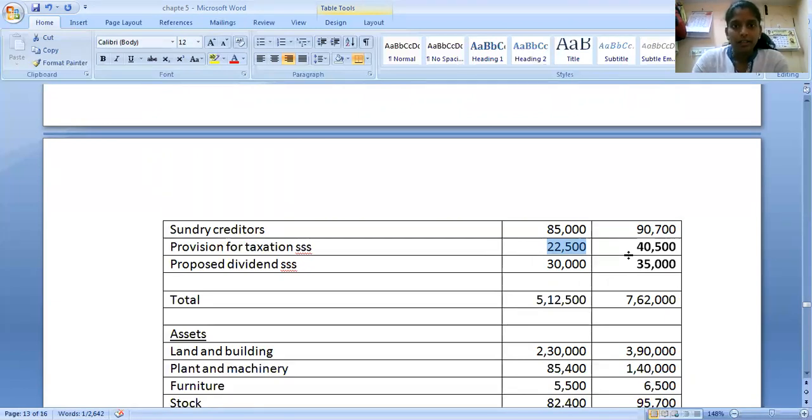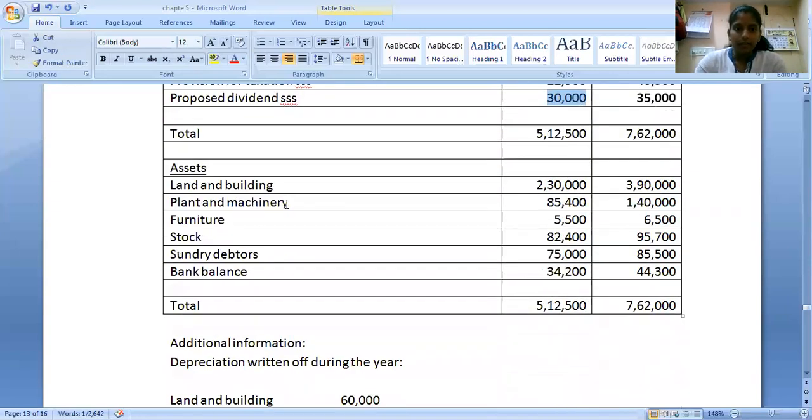Okay. And there is also the proposed dividend. Proposed dividend is 30,000 and 35,000. I told you this 35,000 will appear in the operating activity, and this 30,000 will appear in the financing activity. Clear? Now for land and building, plant and machinery, any type of fixed asset, you need to prepare a separate account. Even if no adjustment is given, you have to find out: whenever there is an increase or reduction in land and building or any kind of fixed asset, it indicates that the fixed asset has been purchased or sold.